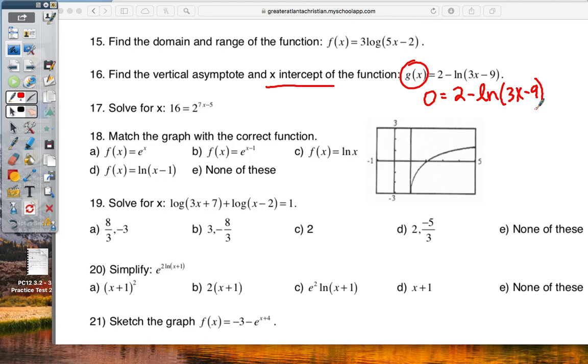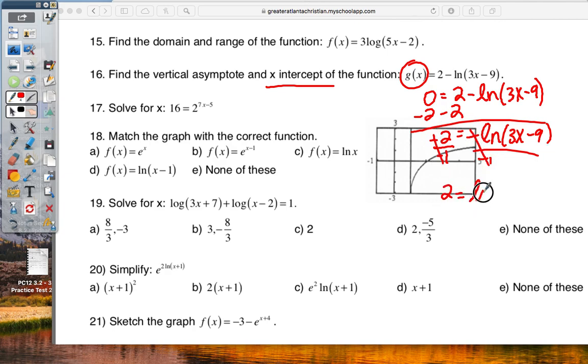Alright, first of all, we're trying to get x by itself, right? Trying to get ln of whatever it is by itself. Move the 2 over, good. What do we do now? Ln's still not by itself, right? Divide by -1. Alright, close. Divide by -1 first, right? Nice. So e is equal to ln of 3x minus 9.